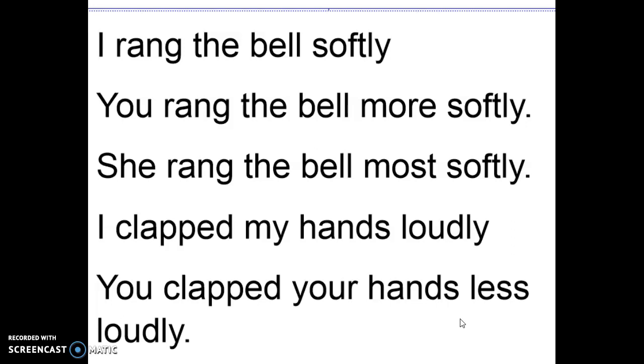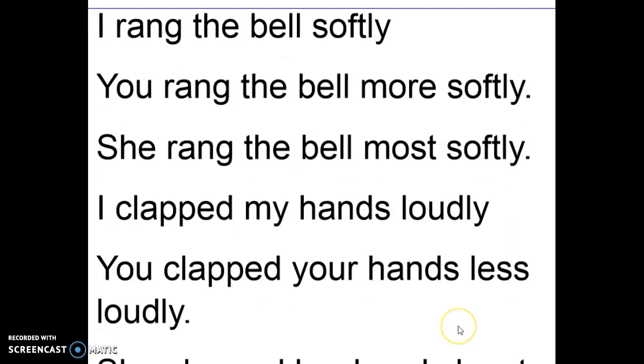Just as a brief review of what we went over yesterday, we talked about when we should use more and most and less and least. Up here on my smartboard, I have some comparisons. I rang the bell softly, so there's no comparison in that sentence. You rang the bell more softly. I could add "than I," because if you ever see the word "than," THAN, in a sentence, then you know that a comparison is coming. She rang the bell most softly than all of us. I could add that part to the end of it, or I could just leave it where I did.